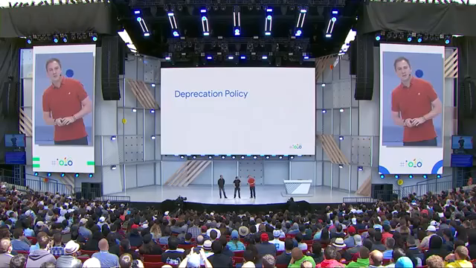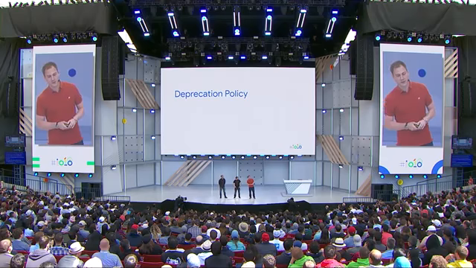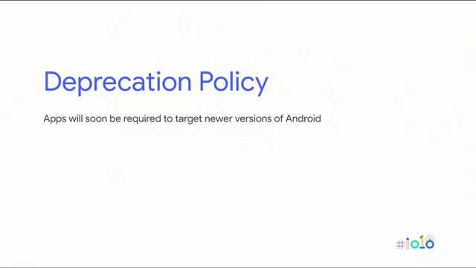So probably one of the most important things for you as an Android developer is to understand our deprecation policy. It was announced a few weeks ago. Soon, we will require all the applications to target some of the newest API levels, and we're doing that to make sure that we can keep the security level of Android as high as possible, as well as performance and a lot of other nice things. So what does it mean for you?